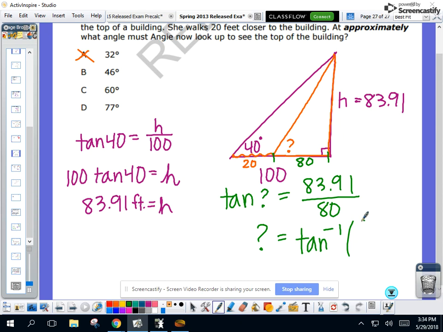Inverse tangent of 83.91 over 80. After we evaluate that in the calculator in degree mode, it gives us 46 degrees. So a little bit bigger than that initial angle, but based on that movie theater example, when you get closer, your head has to go back further, or your angle of elevation needs to increase.